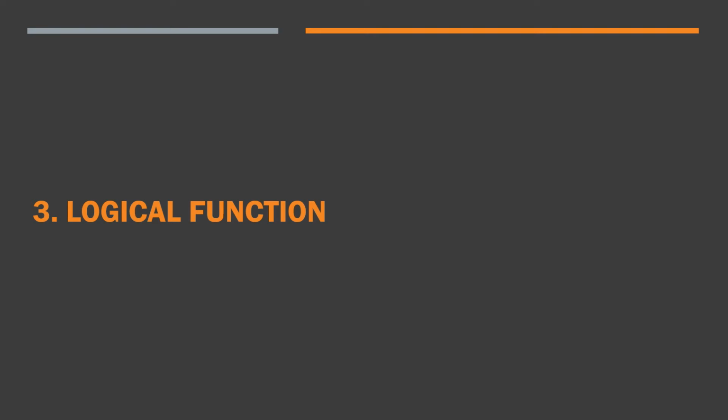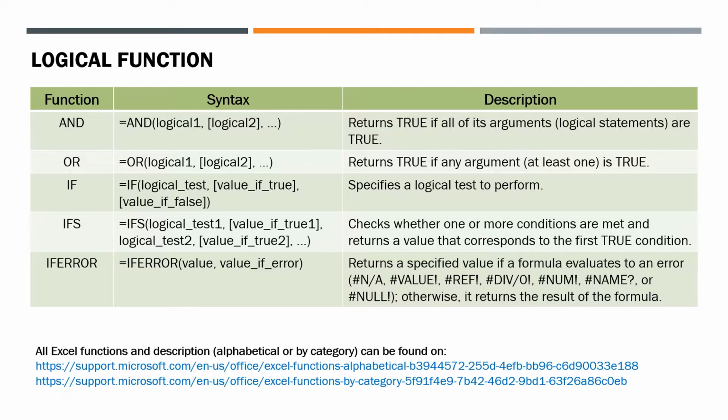Next, we are going to learn about the logical functions. There are several types of logical functions that we are going to frequently use during our financial modeling class. The first ones are AND, OR, IF, IFS, and IFERROR. If you use AND, it returns true if all of its arguments or logical statements are true. However, if we use OR, it returns true if any argument, or at least one, is true. And we use IF to specify a logical test to perform, and IFS if the conditions are more than one and you have to return a value that corresponds to the first true condition.